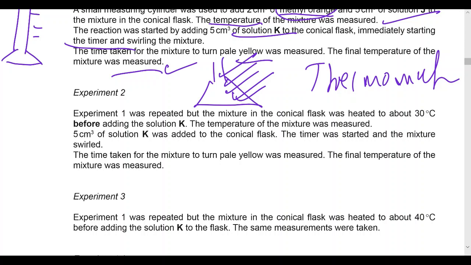Experiment 2 is repeated, but here everything is repeated totally the same, but the temperature is set to 30 Celsius before adding these solutions. So that means the initial temperature for experiment 2 is 30. And experiment 3 is repeated again. Here you have increased the temperature. The initial temperature for experiment 3 is 40. And for the last experiment, which is experiment number 4, it's 50.